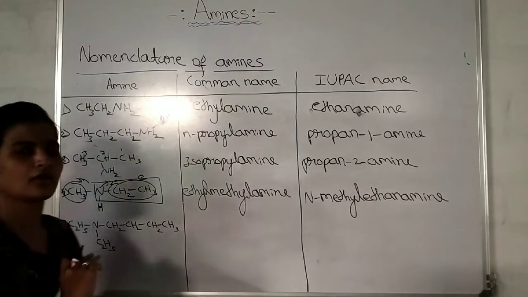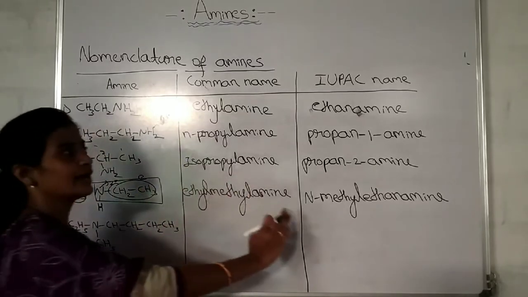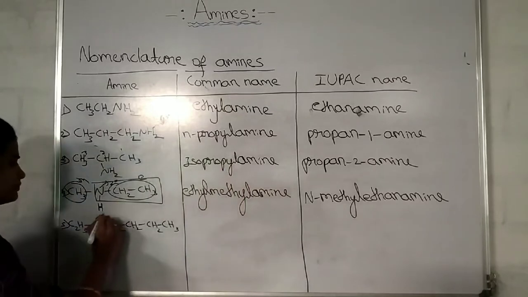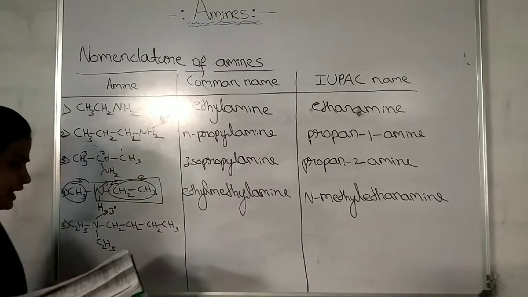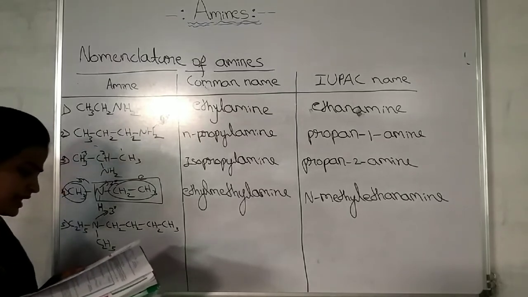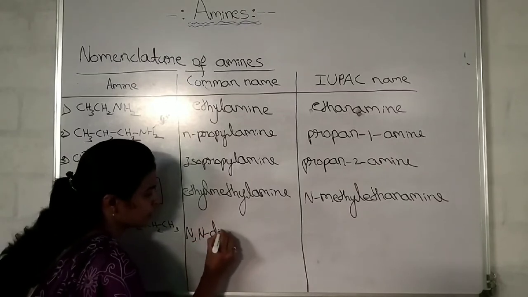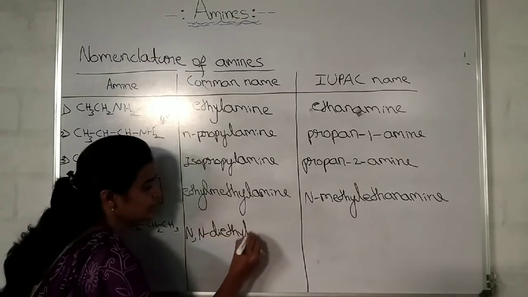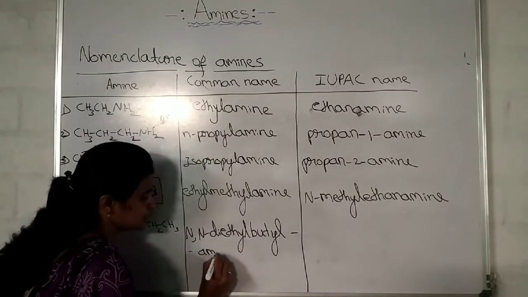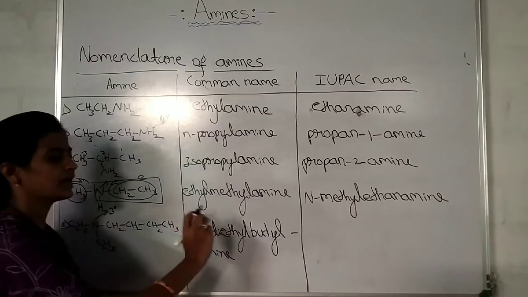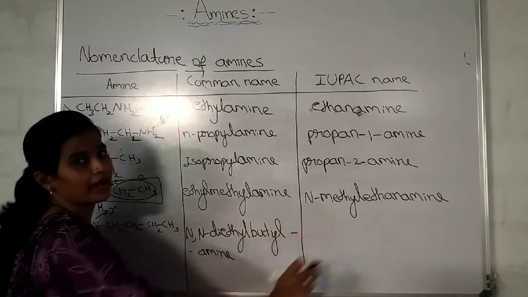Generally, if we take complex examples, we need not go for the common names of those, but the IUPAC names are important. Here, see, it is a tertiary amine, and it is one of the examples given in your NCERT. The common name goes like this: N,N-diethyl butylamine. As there is no space, I have written it down. N,N-diethyl butylamine.